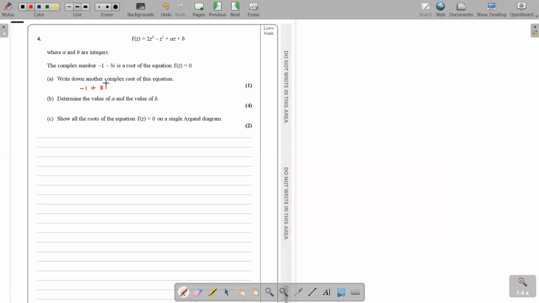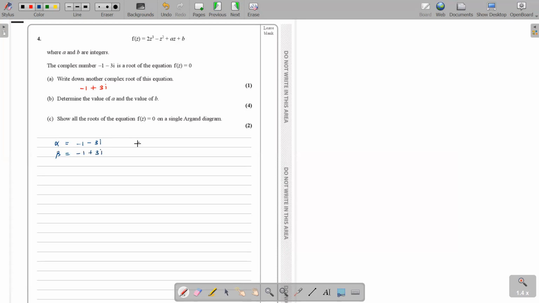Okay, next one. So this is just one mark. Determine the value of a and b. Okay, before we determine the value of a and b, first thing we can do is use our two complex conjugate roots and find the quadratic factor that gives you these two roots. Okay, so what are the two roots we have? Minus 1 minus 3i and minus 1 plus 3i.